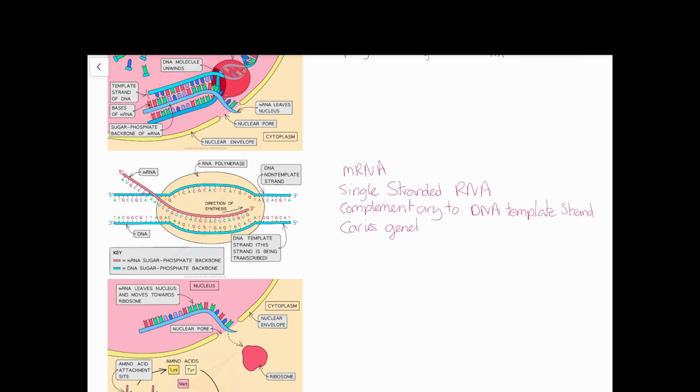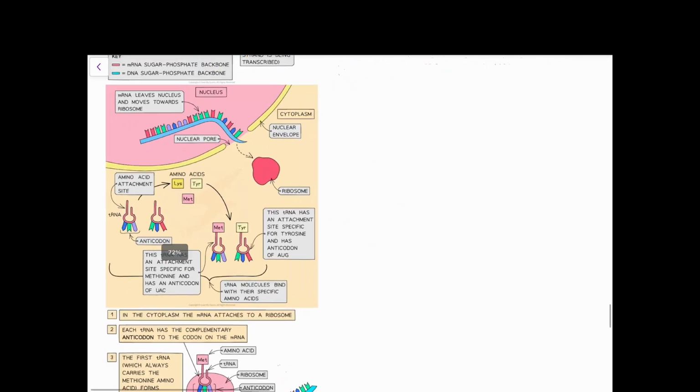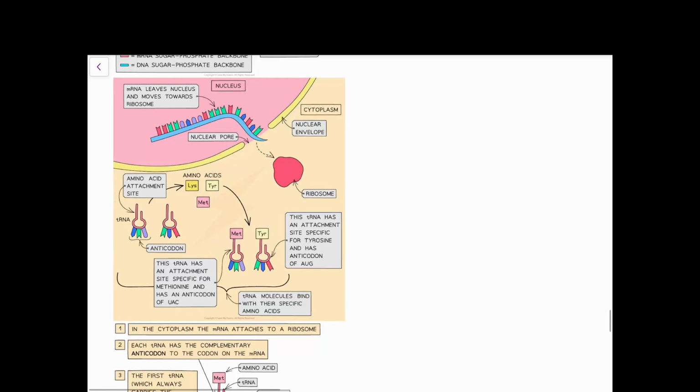And it's the mRNA that's going to be carrying the genetic code, the gene for whatever polypeptide is going to be synthesized from the nucleus out through a nuclear pore and into the cytoplasm, and it'll be taking it to a ribosome. Now, usually in these diagrams, they use free ribosomes rather than looking at the rough endoplasmic reticulum.